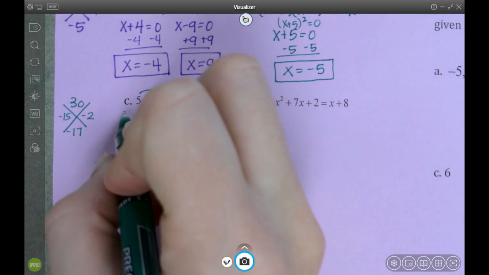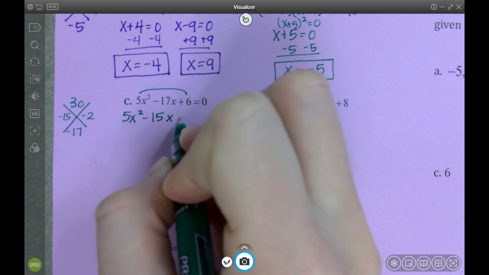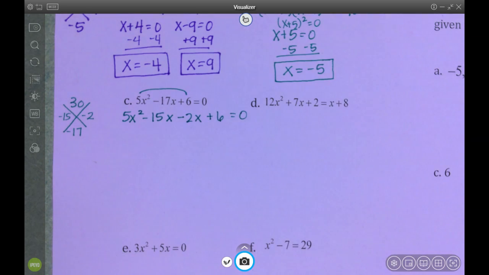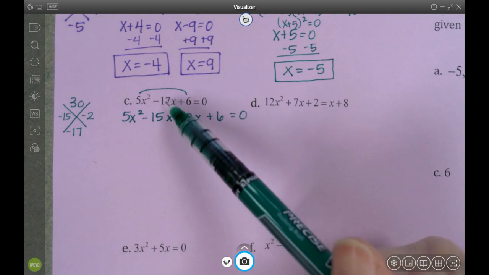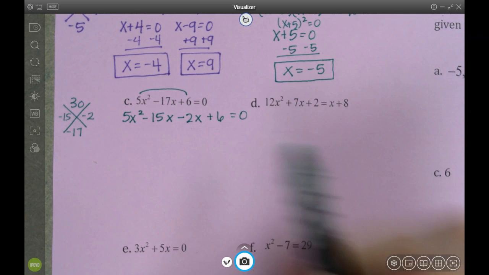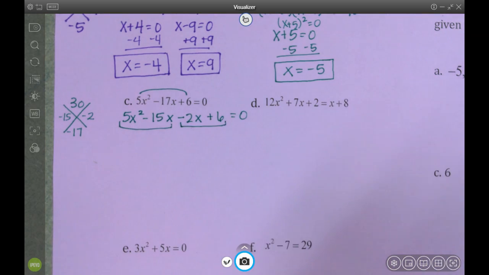All right, so we're going to do 5x squared minus 15x minus 2x plus 6 equals 0. Right, because you take your middle term and you split it into those two factors you just found. Then you're going to group them 2 and 2. It's all coming back to you now.